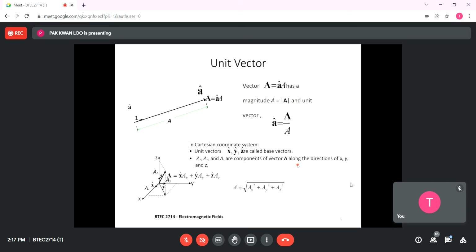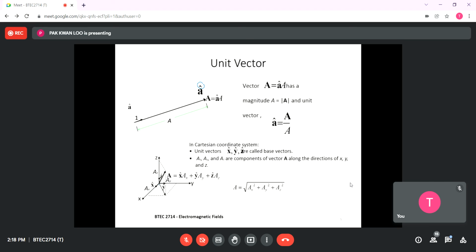In Cartesian, if I have a point in 3 dimensions, as you can see here, we have x, y, z. We call these x cap, y cap, and z cap. These are the unit vector directions in the direction of x, y, and z.